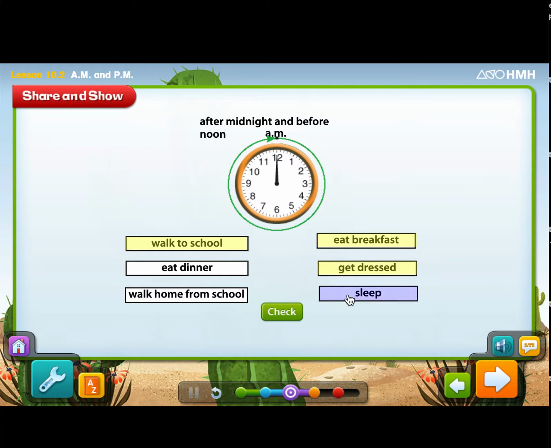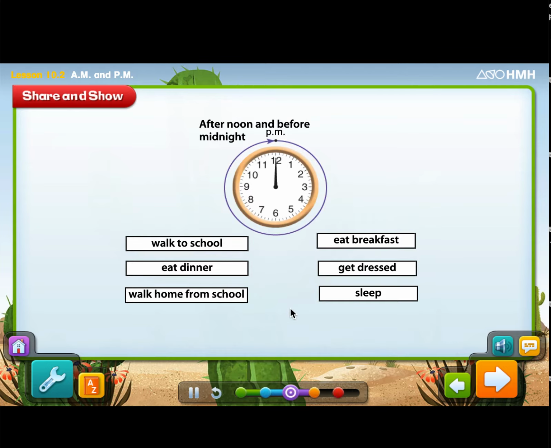What about sleep? Are we sleeping after it's midnight? I would say we are. Let's see what they say. That's right. These are all activities that you do in the morning or AM hours. Now, select all of the activities that you do in the PM hours. Then click Check.